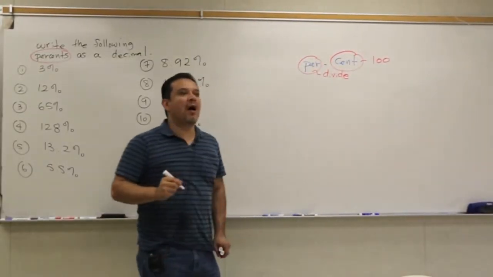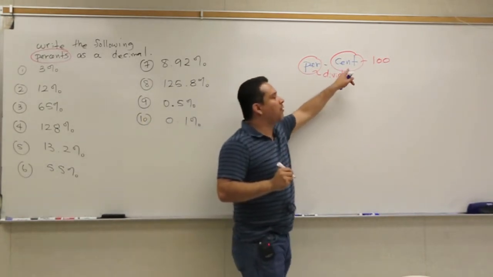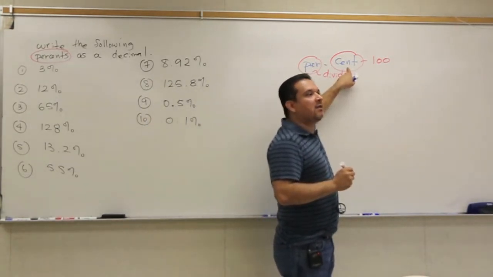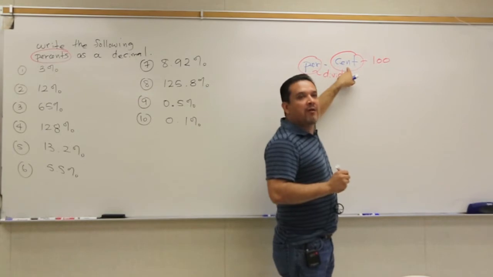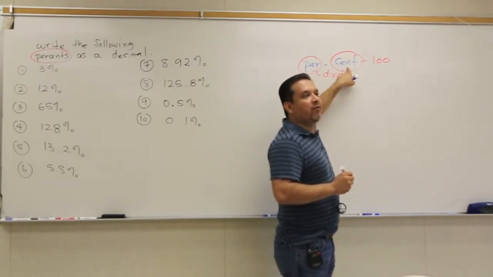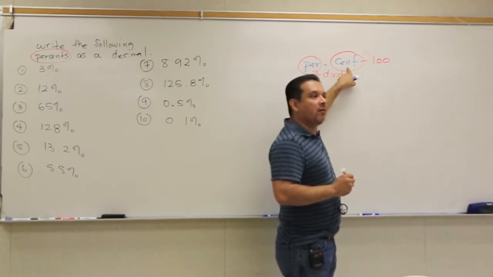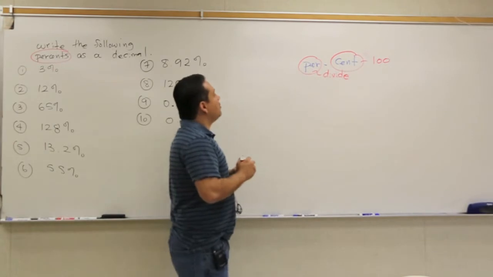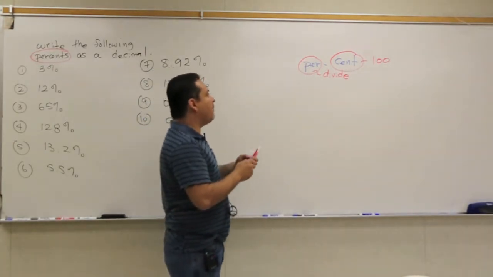Cent means 100. So that's why you see a lot of words that use this cent concept, like century. How many years is a century? 100 years. What about the word cent in terms of money? How many cents are in a dollar? 100. So this concept of percent is divide by 100.